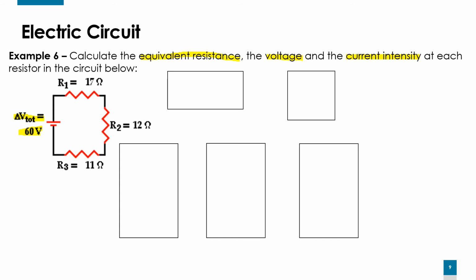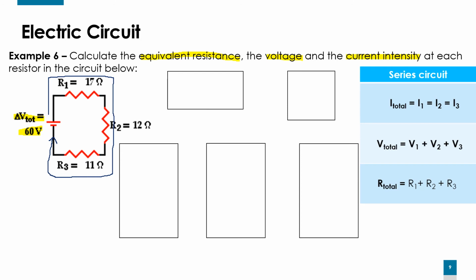Here my current comes from here and goes all the way. Did my current have any split in between? No, my current is just flowing in one path. So this is a series circuit. That's the most important thing you need to know.